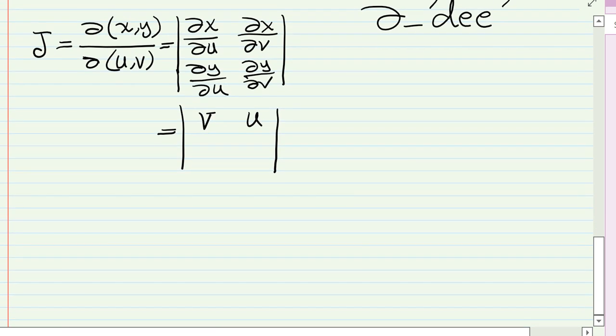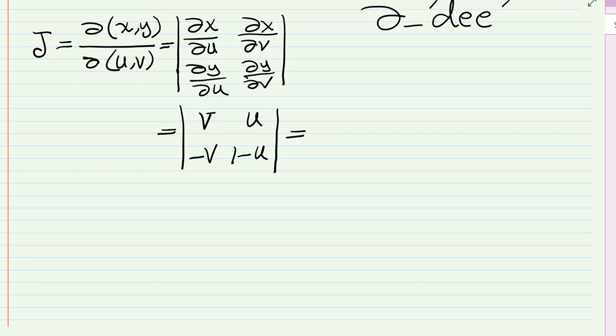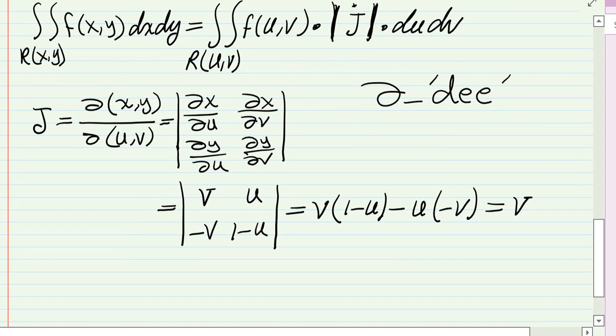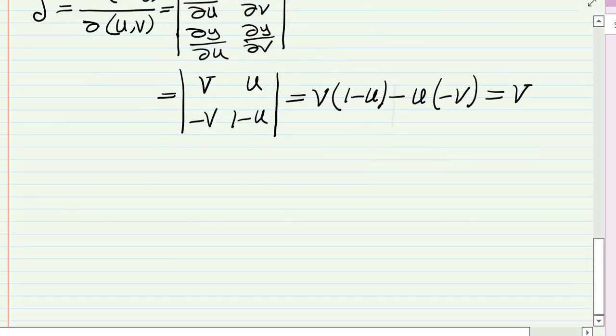So let me copy what I just said here. 1 minus u. And of course, for a 2 by 2 matrix, the determinant is going to be the product of the diagonals minus the product of the off-diagonal elements. And that's going to give me v. Good. So we have all the components of this double integral.